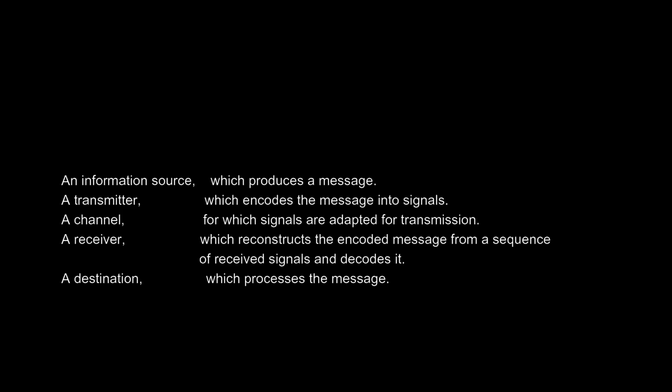The mathematicians Claude Shannon and Warren Weaver structured this model on the basis of the following elements: an information source, which produces a message; a transmitter, which encodes the message into signals; a channel, for which signals are adapted for transmission; a receiver, which reconstructs the encoded message from a sequence of received signals and decodes it; an information destination, which processes the message. We can see and hear the influence of Aristotle and his model of communication.